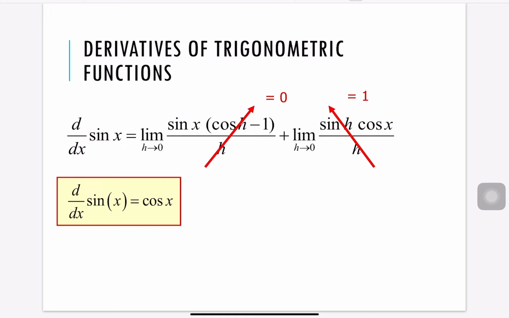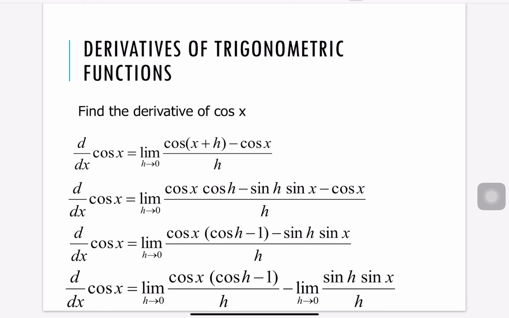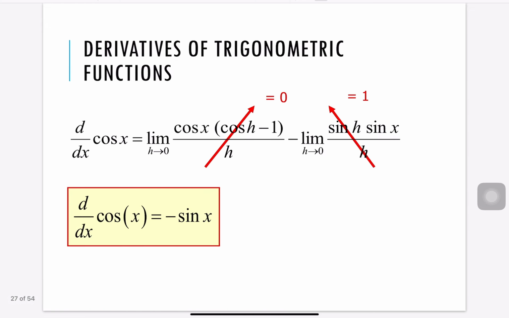As you see here, I showed you, because this cancelled will be 0 and this one becomes 0, and this one will be 1, and there will be cosine x is the result of the sine. But I show here the cosine derivative will be minus sine x. If we have f of x or y equal cosine x, the derivative will be minus sine x. Okay, you can see here.